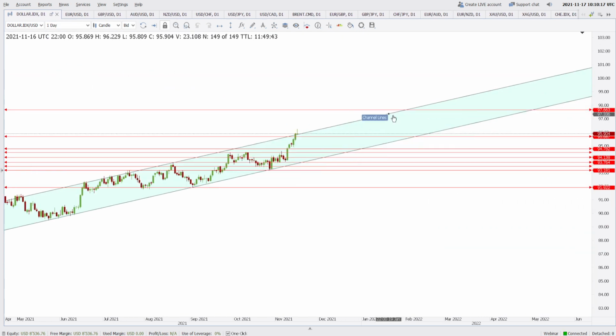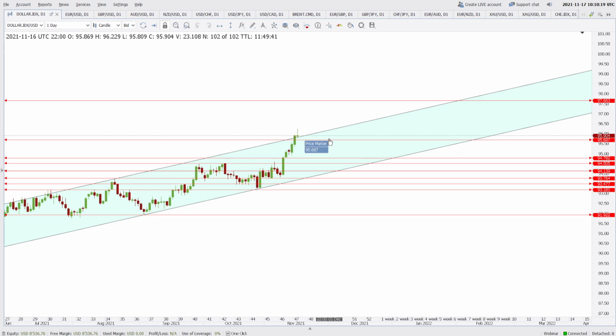On the contrary, if the price starts falling, then this level of 95.68, which we are expecting to be a resistance, may act as a support in time, and if the price breaks below 95.68, then 94.78 is the next important level for this dollar index.